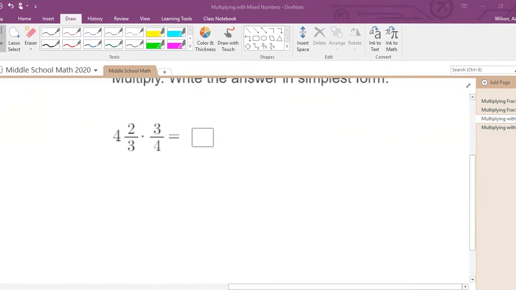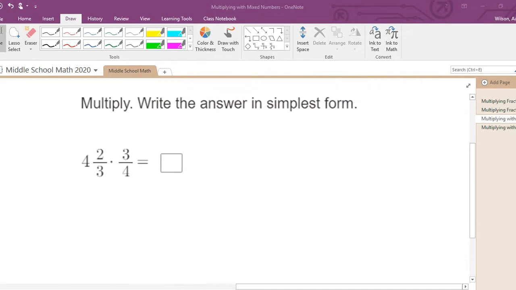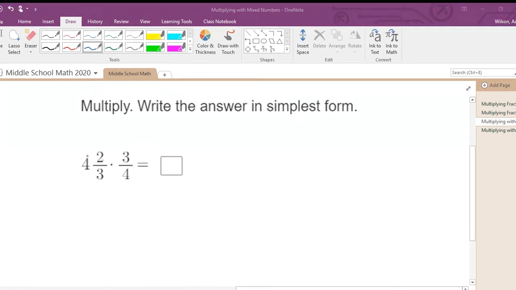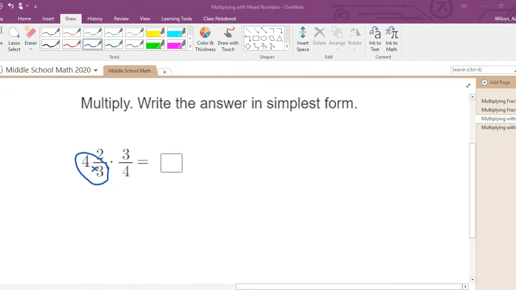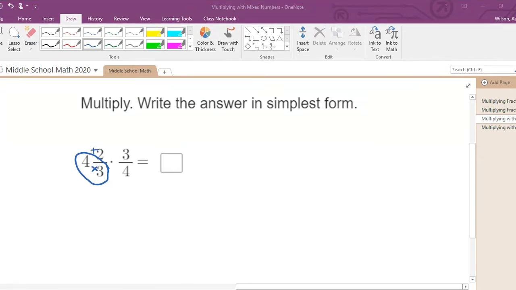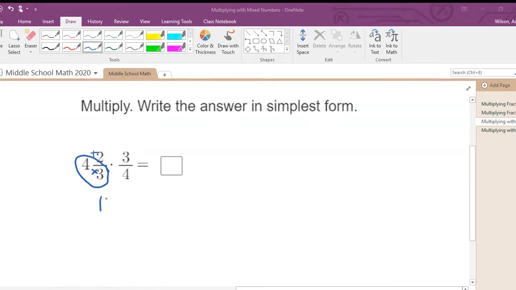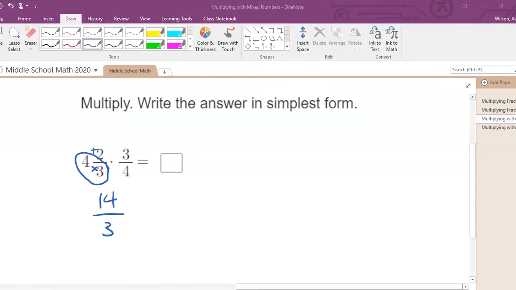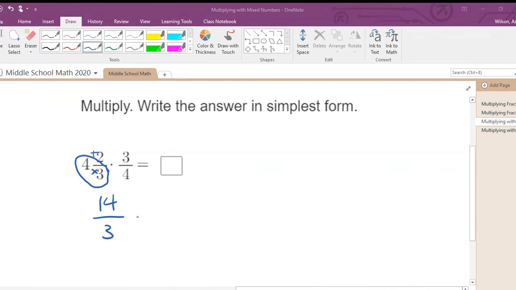On to a more complicated problem, or more complicated multiplying with mixed numbers. We have 4 2/3. Remember the shortcut here to turn a mixed number into an improper fraction is take whole number times denominator. 4 times 3 is 12, and then we always add the numerator. So 4 times 3 is 12, plus 2 makes 14, and then we keep the denominator the same because it's still thirds, and we're multiplying that by 3/4.